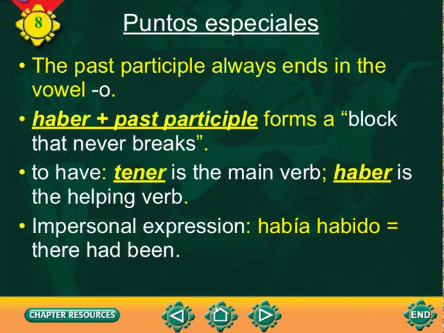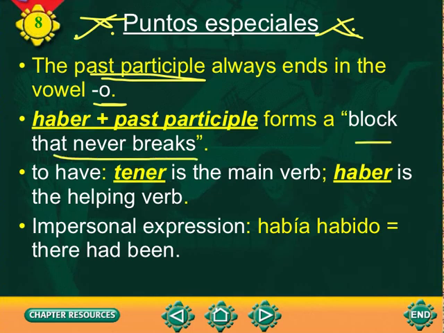So clase, do you remember the puntos especiales that we learned for the present perfect indicative? Well, here they are again with one change, but please remember that the past participle always ends in an O because it's not an adjective, it's a verb form. So you don't have to worry about making the past participle agree. Remember one of my favorite expressions, the block that never breaks. The haber plus the past participle forms a block. Do not put anything inside the block and never ever attach a pronoun to a past participle.